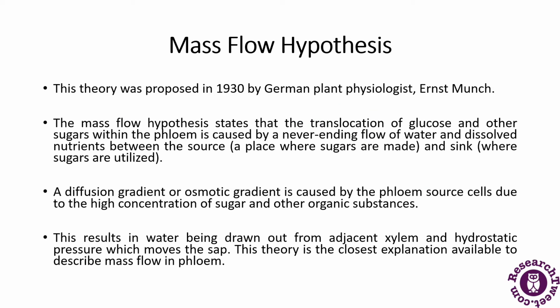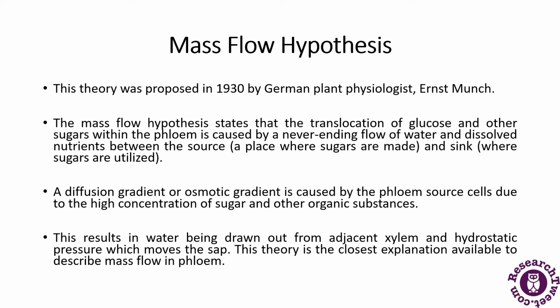Then what is the mass flow hypothesis? What is the history of the mass flow hypothesis? So this theory was proposed in 1930 by the German plant physiologist Ernst Munch. What he stated was that the translocation of glucose and sugars within the phloem is caused by a never-ending flow of water and dissolved nutrients between the sources and the sink, where the sugars are basically utilized.